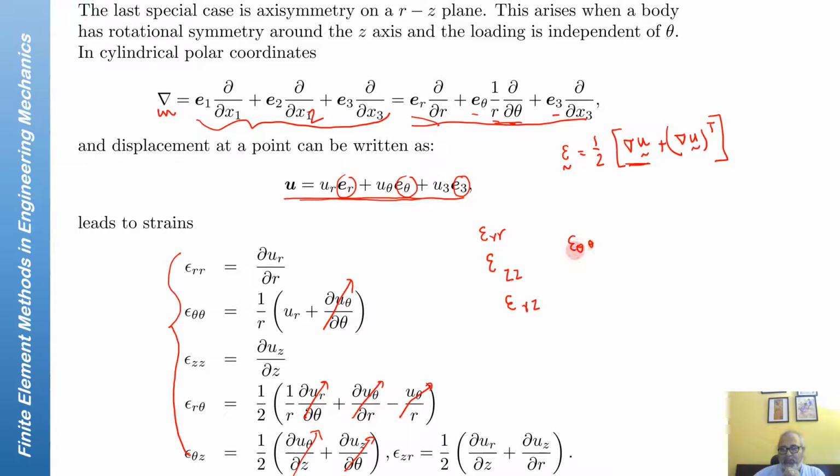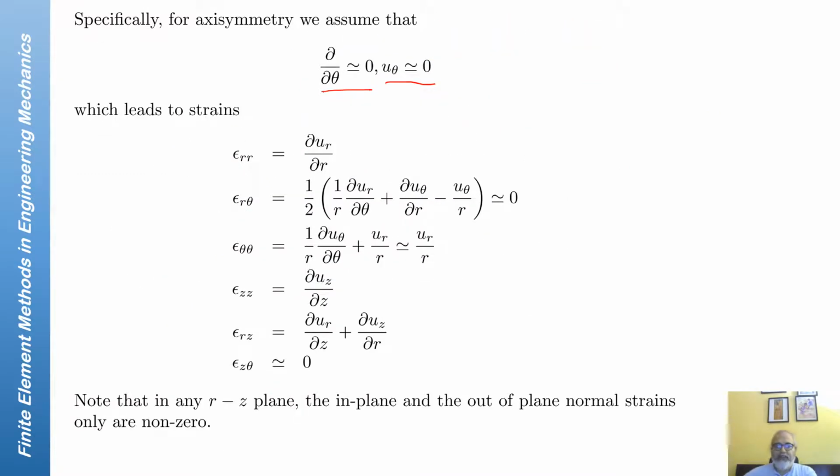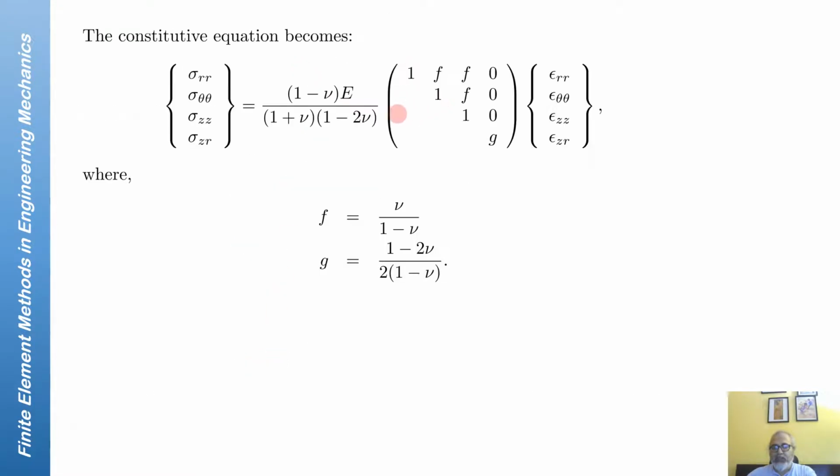epsilon theta theta. So we can treat these three as on the rz plane, and this is out of the rz plane. So for an axisymmetric body, we can take a plane at any theta, an rz plane at any theta, and the situation would be the same on any such plane. So once we have reduced the strain displacement relationships based on this assumption, we can now write the constitutive equation in exactly the same way that we did for plane strain and plane stress.